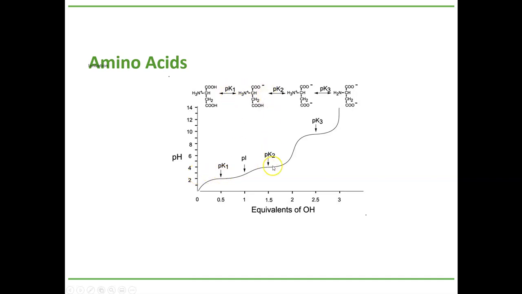Then the next group that comes off, around a pH of 5, is this second carboxylic acid group. That's the side chain. The third one is the amine that you can see here that's positively charged. It lost a proton. So we have 3 different chemical reactions happening depending on the pH, depending on whether this is going to act as an acid or not. So this is the idea of the Henderson-Hasselbalch equation.